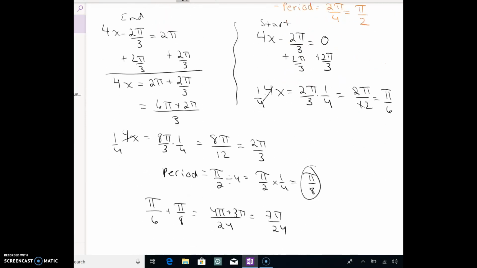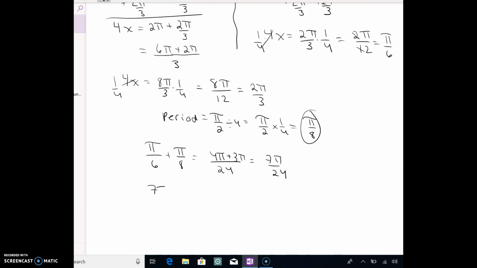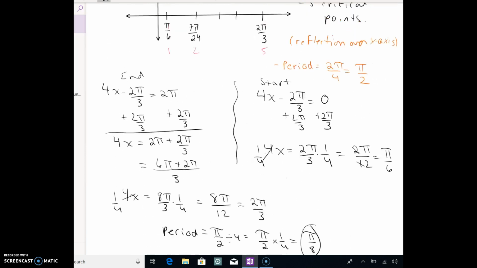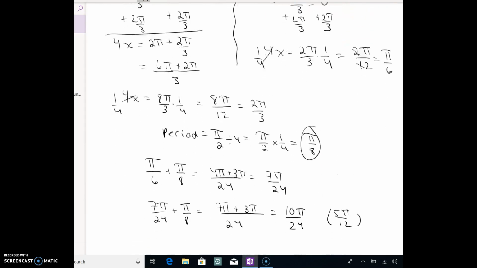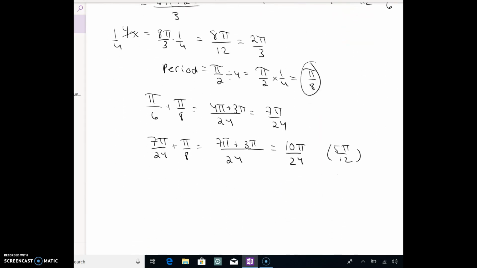For the third critical value, again, I'm going to take 7 pi over 24 and add pi over 8 to that again. We have an LCD of 24, so it's 7 pi plus 3 pi. That gives us 10 pi over 24. And we can reduce it if we divide both the numerator and denominator by 2. That's the same thing as saying 5 pi over 12. So that's our next critical value, 5 pi over 12. Okay, critical value number 3, and we just need critical value 4, and then we'll check and make sure critical value number 5 makes sense.